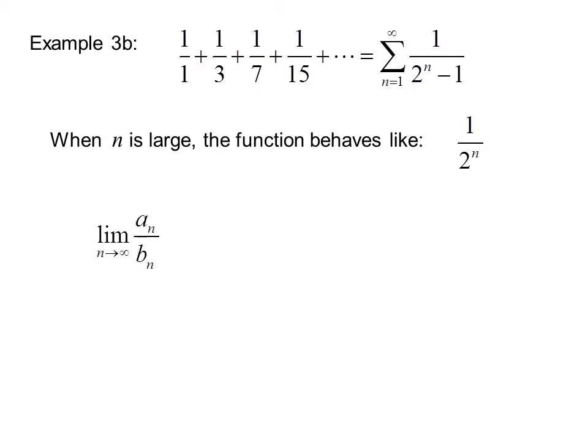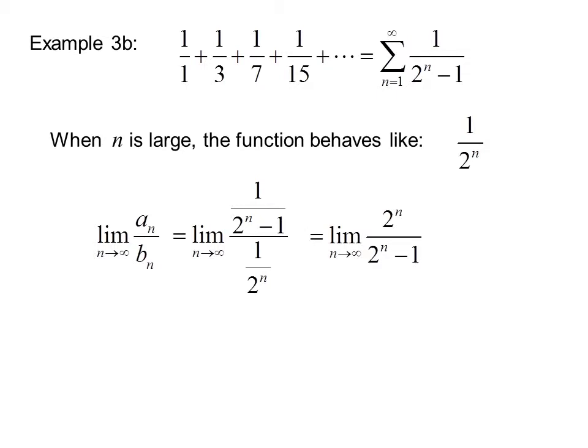If we take the limit as n goes to infinity of a sub n over b sub n equals the limit as n goes to infinity of 1 over 2 to the n minus 1, which was our original function, over 1 over 2 to the n, which we want to compare to, we get the limit as n goes to infinity of 2 to the n over 2 to the n minus 1, which is 1, because of course as n goes to infinity, this minus 1 becomes insignificant.